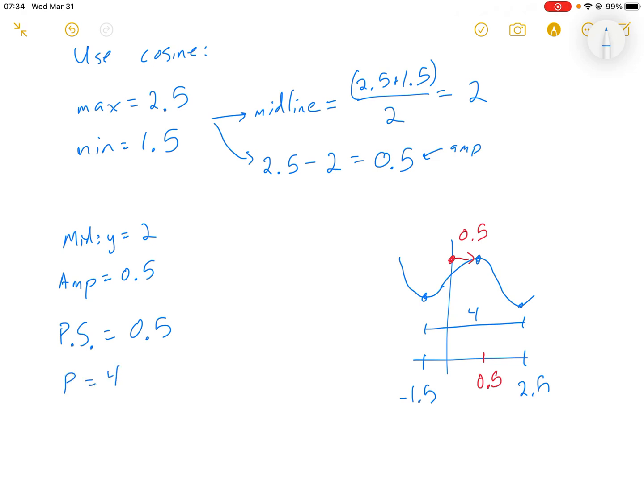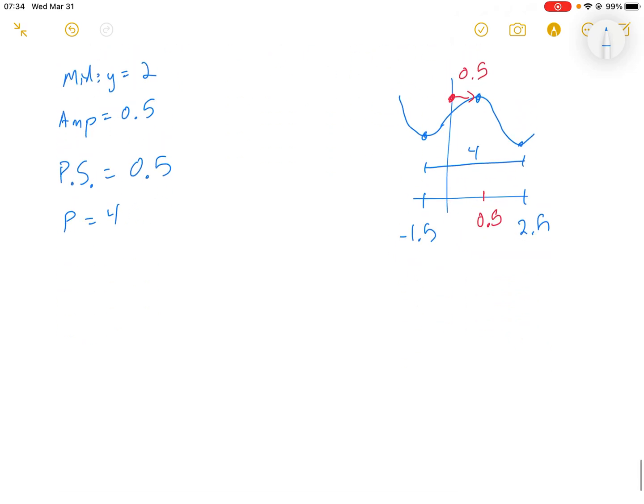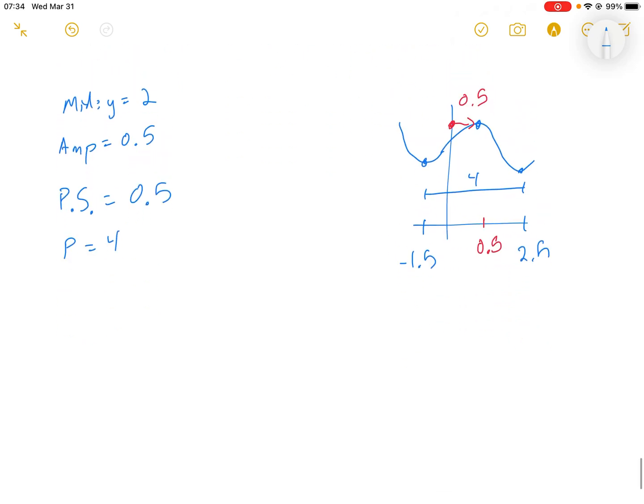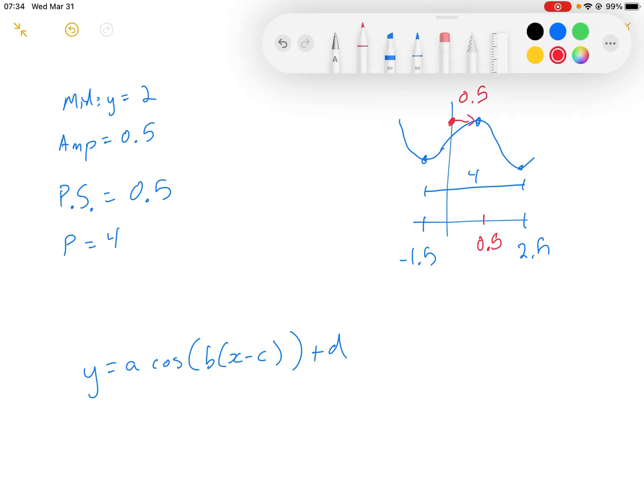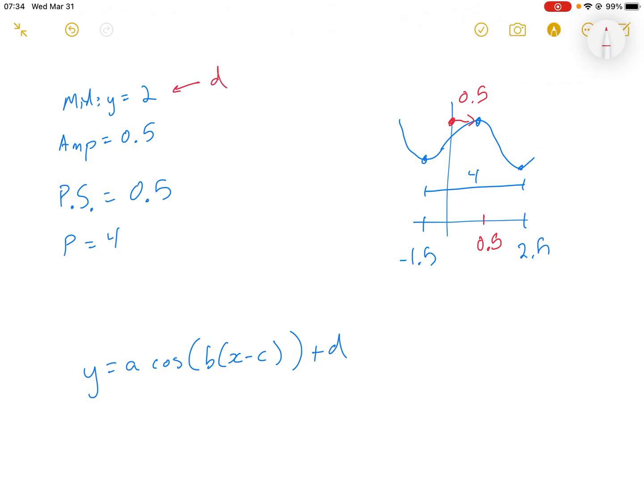Okay. So now I have all of the information that I need, which is great. The next step is to actually write this as an equation. Now remember, the equation is y equals a, we're using cosine of b, and then x minus c, plus d. I have most of this information already. This is d, this is going to be a, and then this will be c.